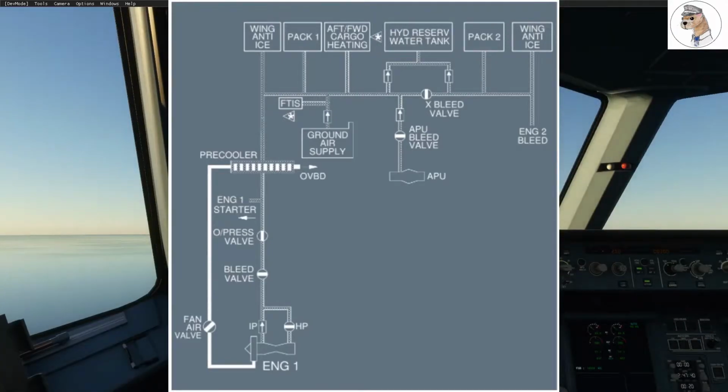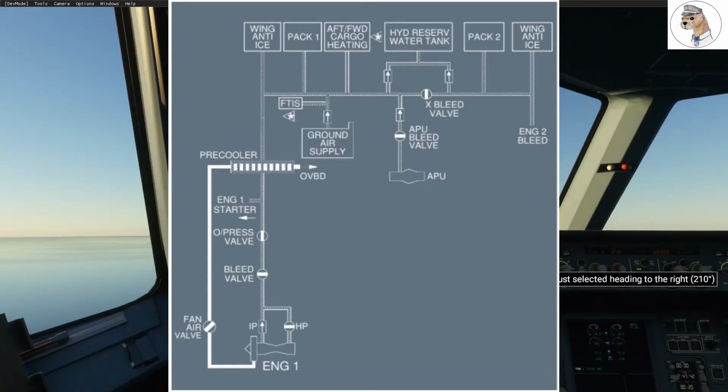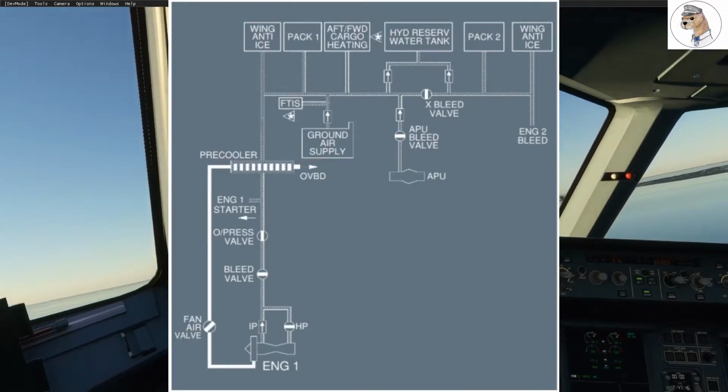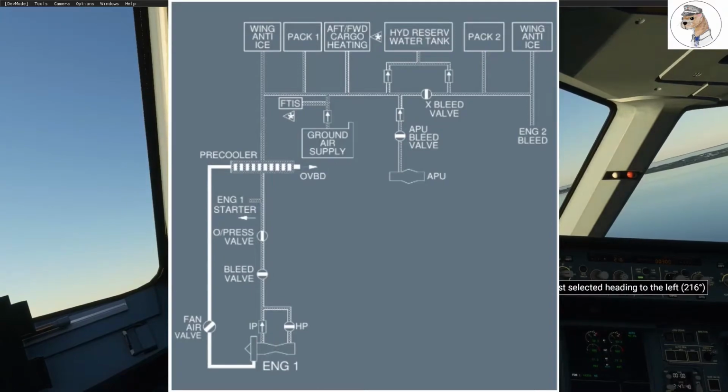If pressure regulation fails as well, the overpressure valve is going to close when the pressure goes above 80 psi. And this is all just to protect obviously all of the other systems.